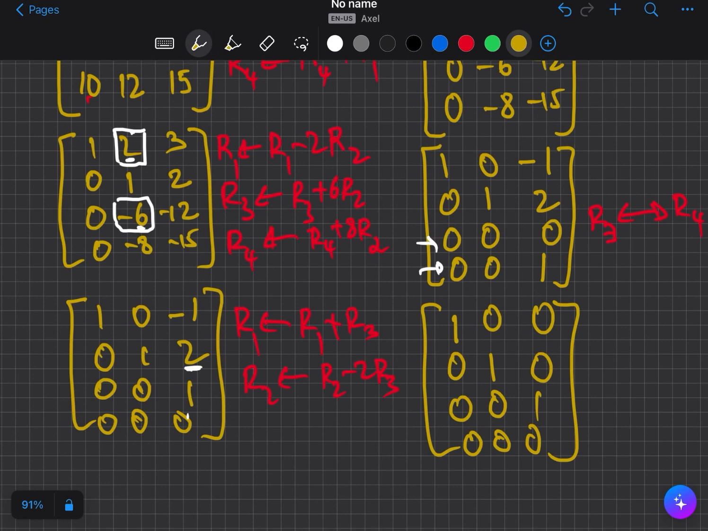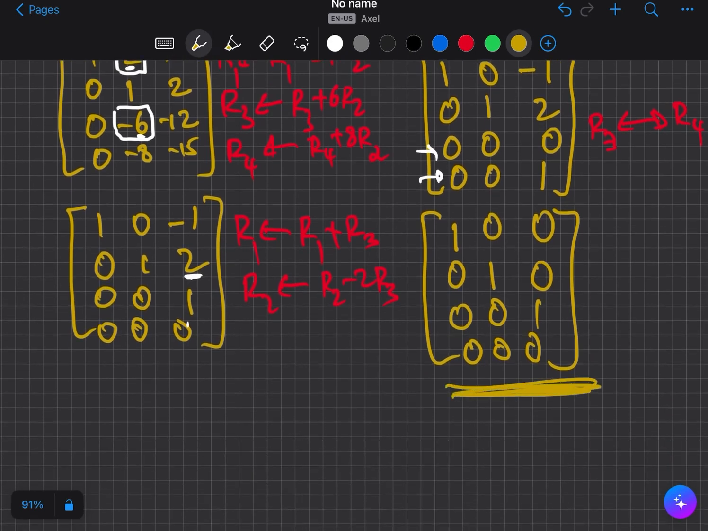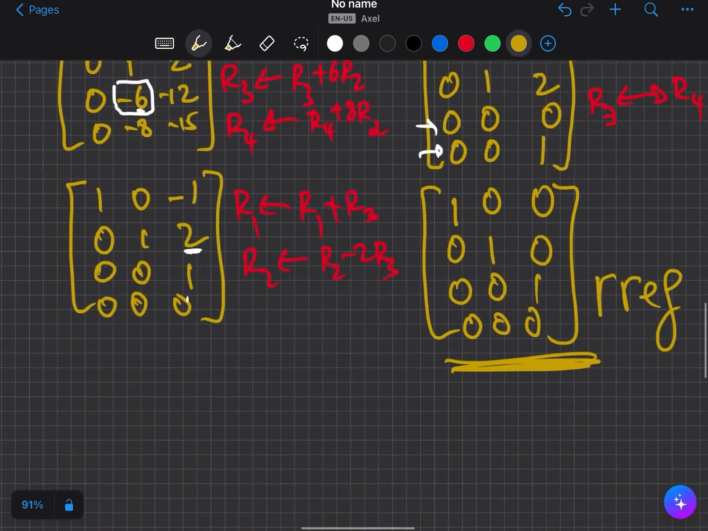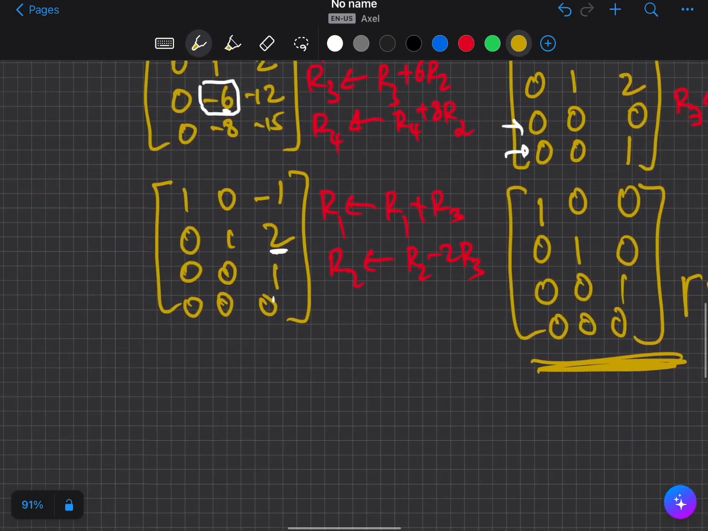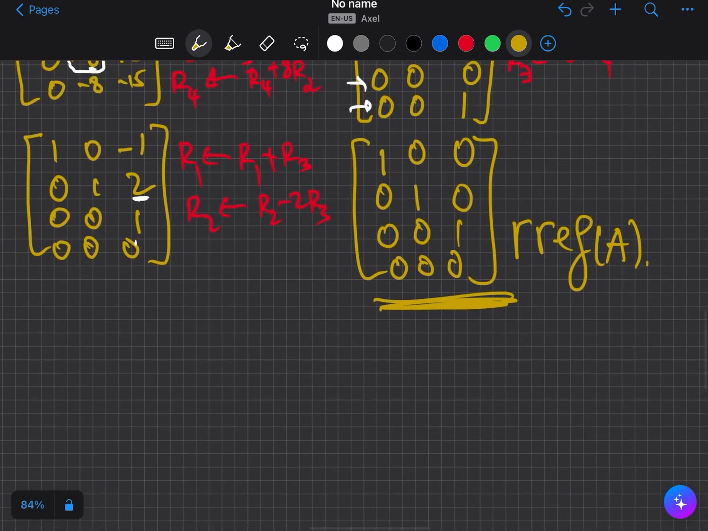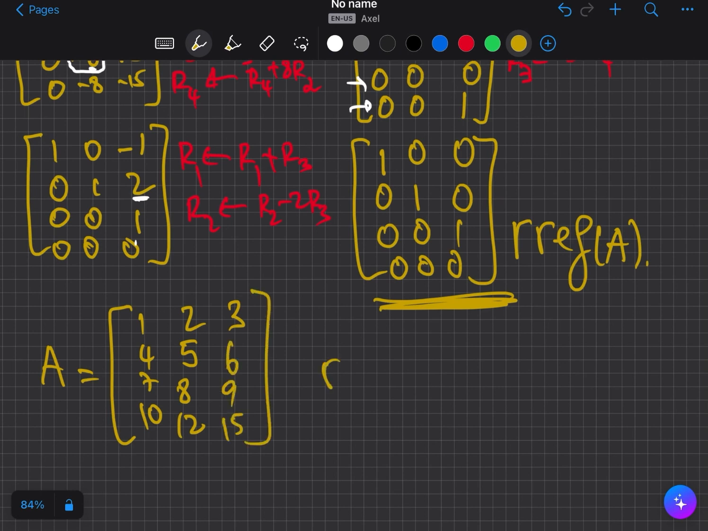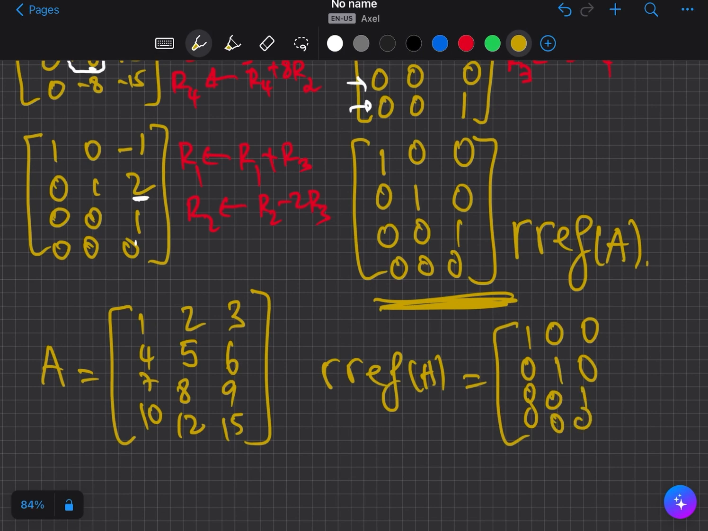So you can see that this is the reduced row echelon form of our matrix A. From A, which is 1, 4, 7, 10, 2, 5, 8, 12, 3, 6, 9, 15, the reduced row echelon form of A is written as 1, 0, 0, 0, 0, 1, 0, 0, 0, 0, 1, 0.